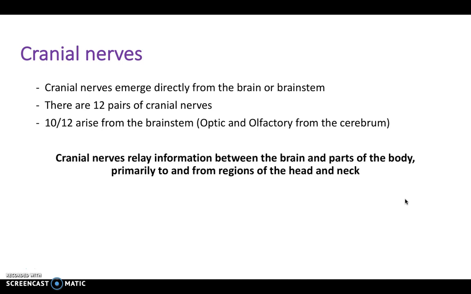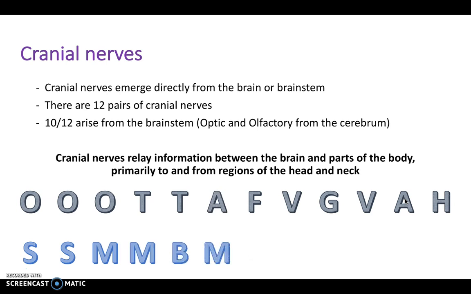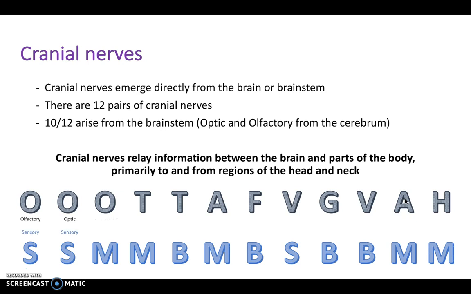So the cranial nerves relay information between the brain and parts of the body, primarily to and from regions of the head and neck mainly. So as I said, we've got OOO, TT, AF, VGV, AH. And then we've got some say marry money, but my brother says big brains matter most. And that's just a little mnemonic to allow you to remember the way in which each of these cranial nerves works, whether they're sensory, motor, or both.